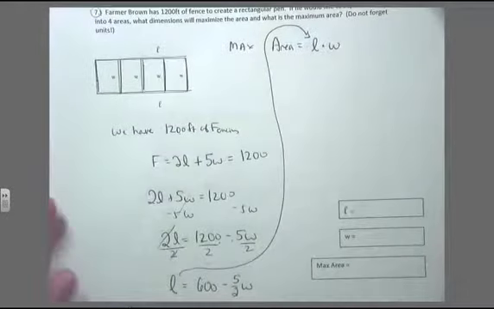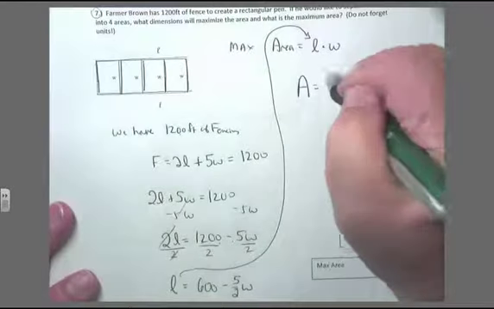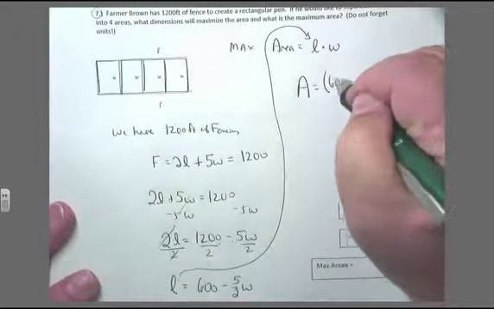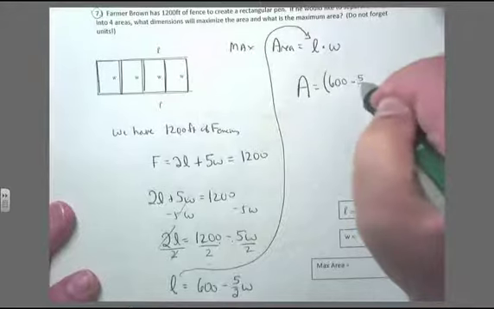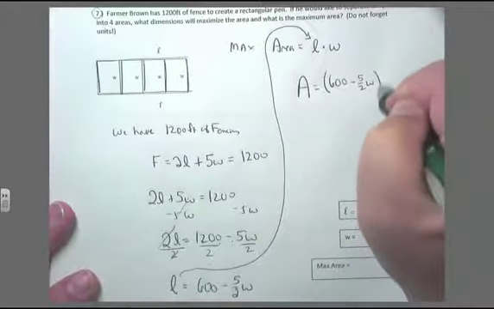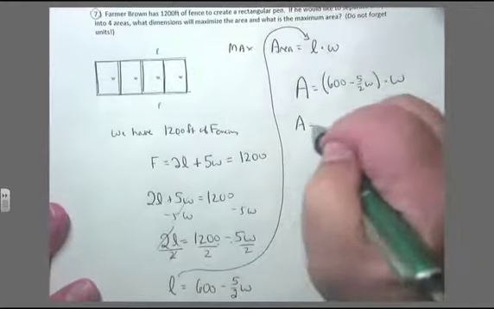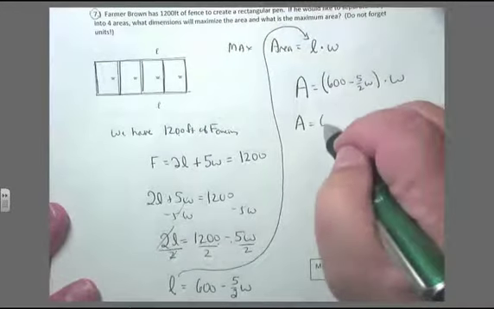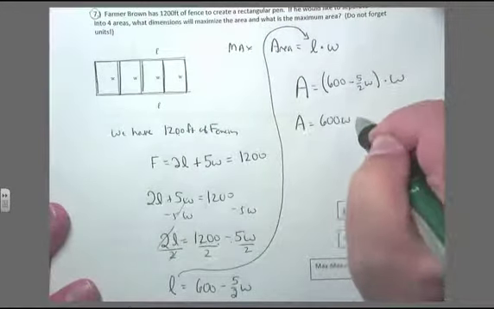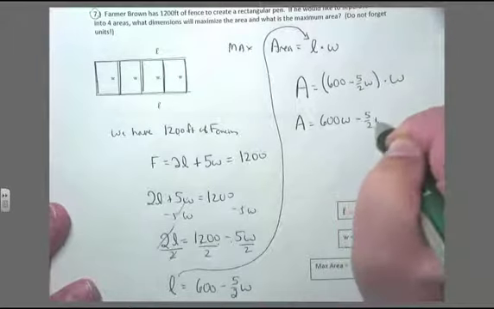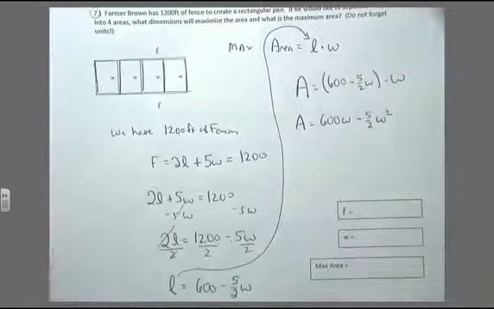And I'm going to take that equation and plug it right in here for L. That's going to give me area is equal to L, which is 600 minus 5/2 W, times W. Let's clean that up. Area is equal to, I'm going to distribute. This is 600W minus 5/2 W times W, which is W squared. And what did this formula just turn into?